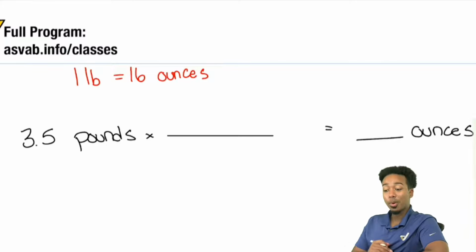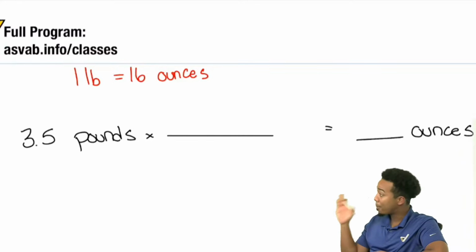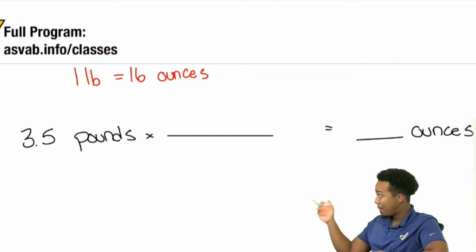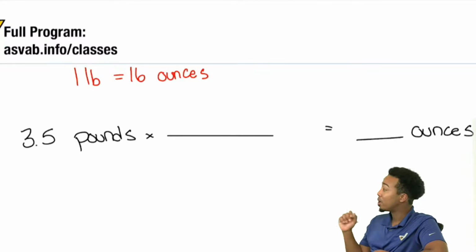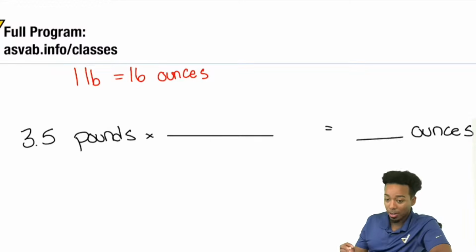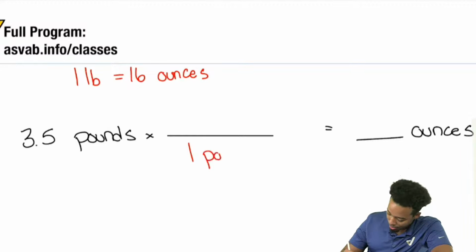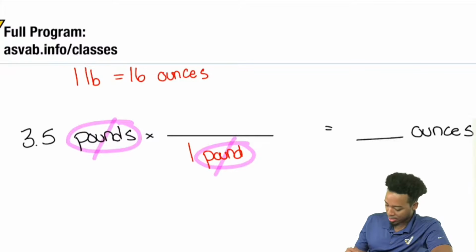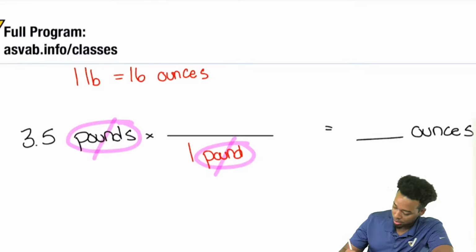Okay, and so what we want to ask ourselves is this. I want to go from pounds to ounces, so I need to get rid of pounds. Pounds is currently on top, so I'm going to put the 1 pound on the bottom, because I'm trying to cancel these out. And then the 16 ounces, I'll put up top.